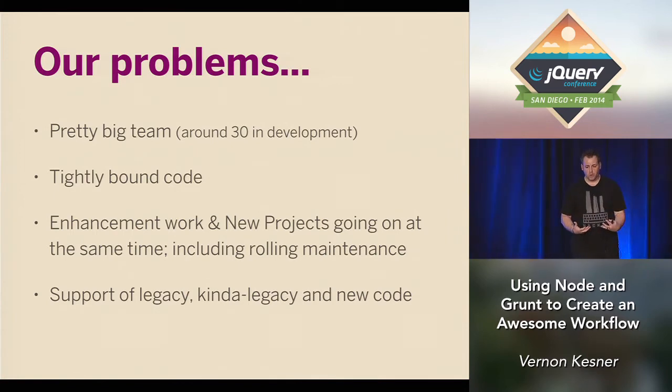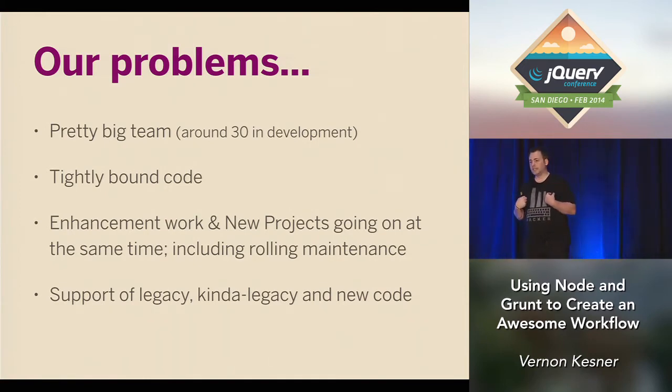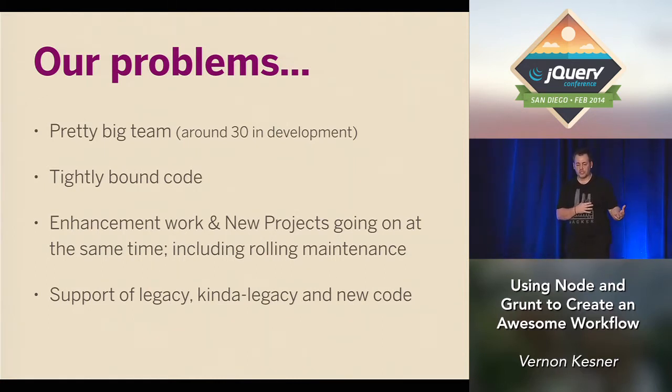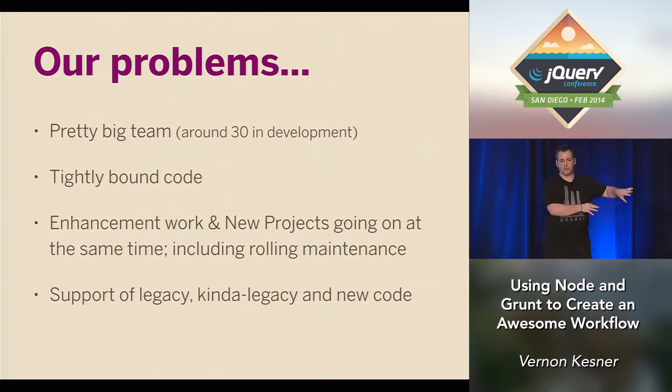And while that was going on, we had enhancement work, so features to existing things. We had new projects come along. And at the same time, we had rolling maintenance updates. And so what that caused us to do was to have to support legacy code, not so legacy code, because it's kind of using some of the new techniques and approaches, and then new code. And how do we keep those pieces together? Because the legacy piece for us was separated into a completely different code base, entirely different repo. So for us, it added some time in. It required support from our business partners.